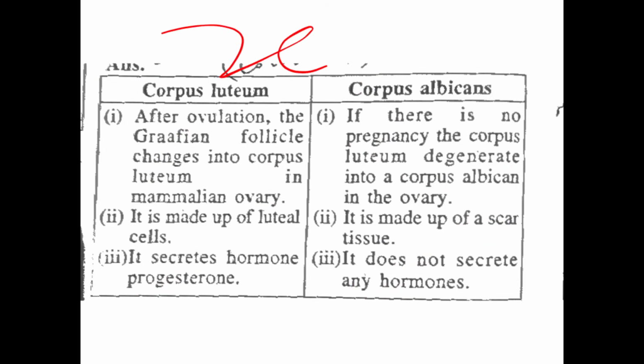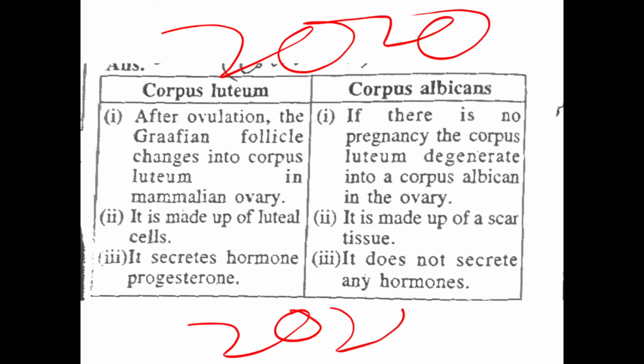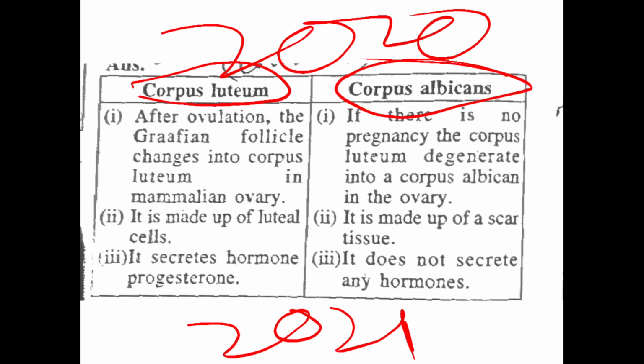It is very important for 2020, and you are the 2021 batch, so it is also very important, because in 2020 the exam of biology is cancelled. So it can be asked in your examination. So, corpus luteum and corpus albicans. What are corpus luteum and corpus albicans?